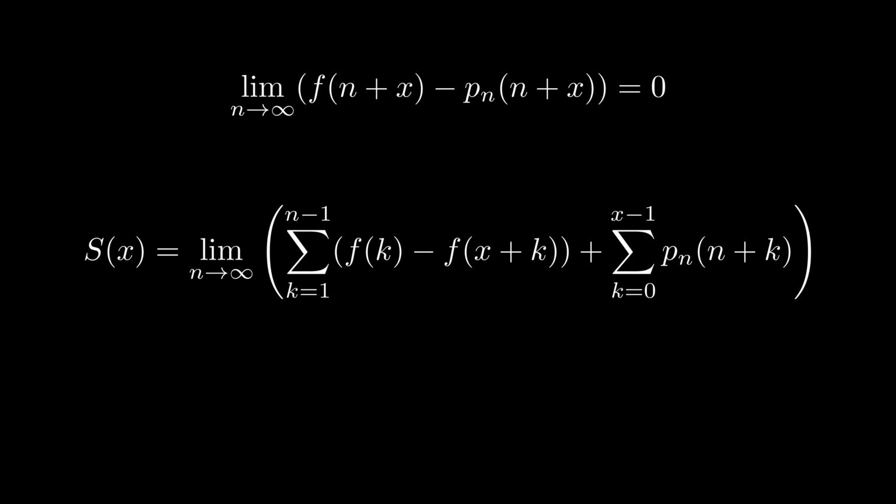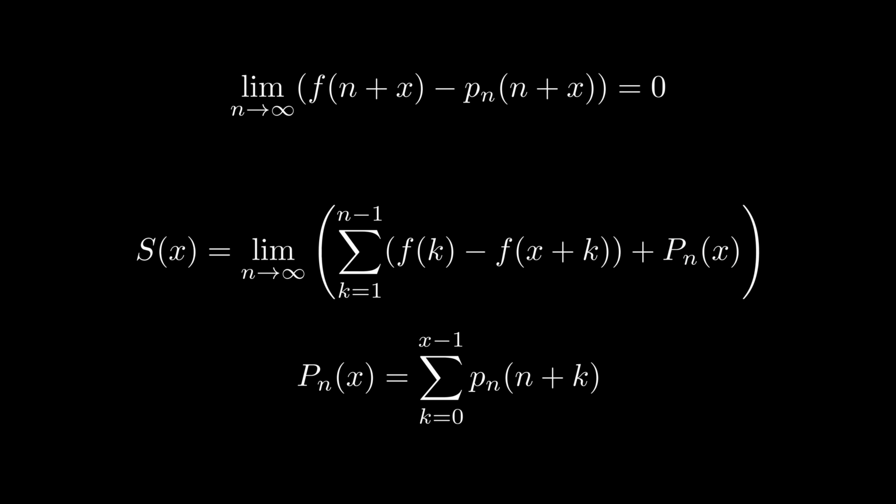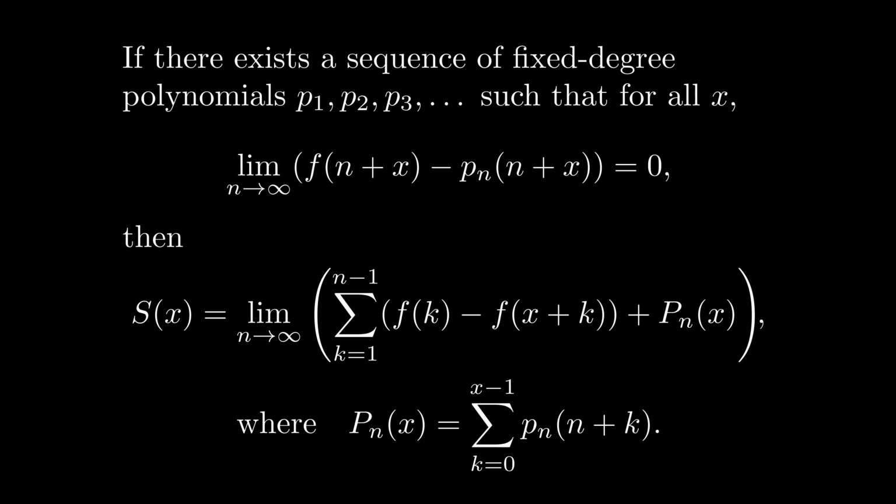This means that we can substitute p sub n in place of f without changing the limit. So now we have the sum of the polynomial p sub n. But remember, the sum of a polynomial is itself a polynomial. So this whole sum is a polynomial. I'll represent it with capital P sub n. Now, since this is a polynomial, we can plug any number into it. So we're done. We have our fully general solution.